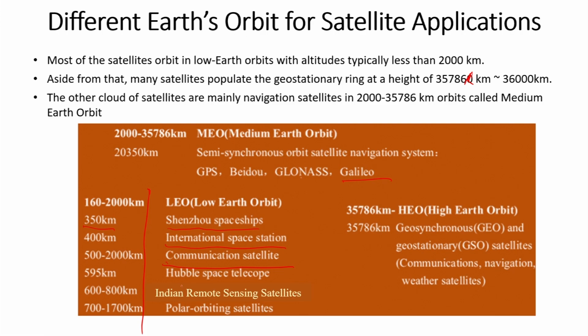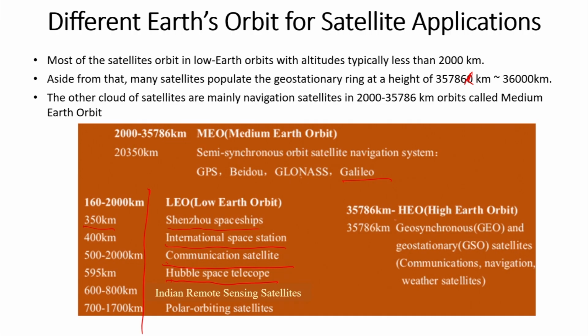Then at 595 kilometers, there is the Hubble Space Telescope, which is used for space research, for astronomy purposes. Then we have 600 to 800 kilometers, Indian remote sensing satellites. A number of satellites are there in this orbit. Then 700 to 1700 kilometers, the polar orbiting satellites.